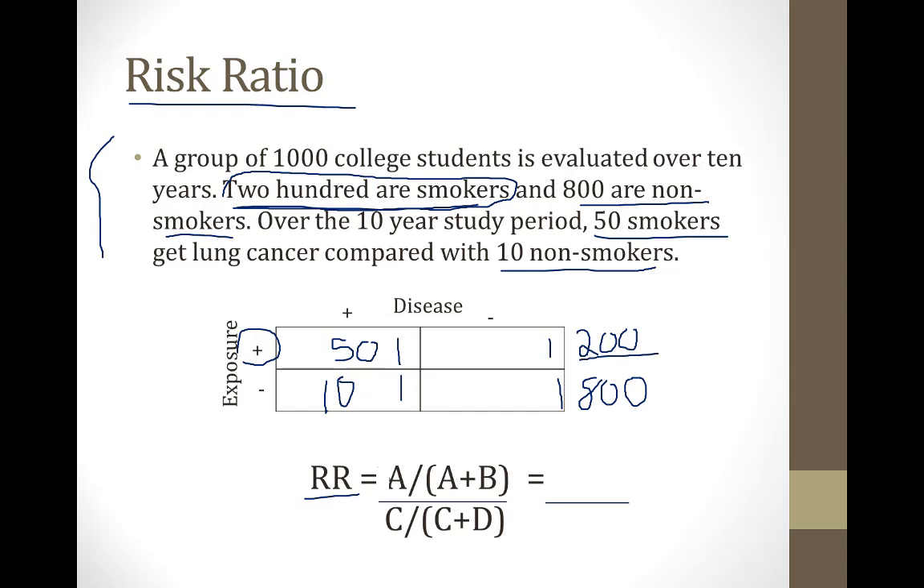So if there were a total of 200 smokers and 50 got cancer, that means 150 must have not gotten cancer. And if there were a total of 800 non-smokers and 10 got cancer, this means 790 must have been cancer-free.